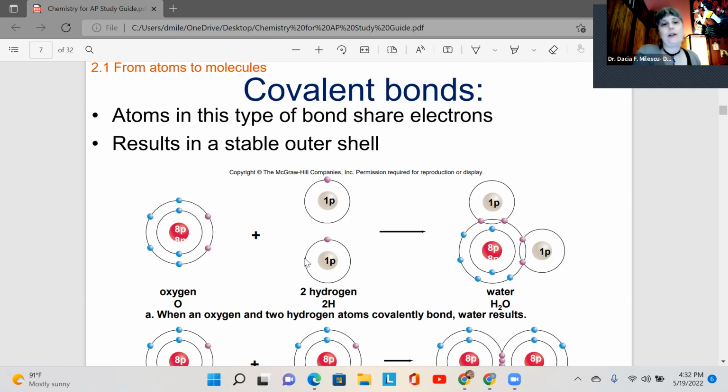So a universe within a universe within a universe. So we're looking at the smallest component. Okay, so let's go back and look at now the covalent bonds.